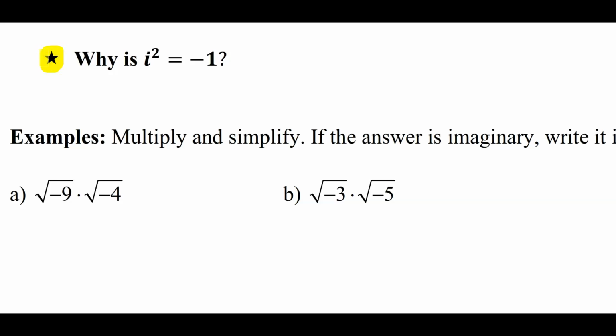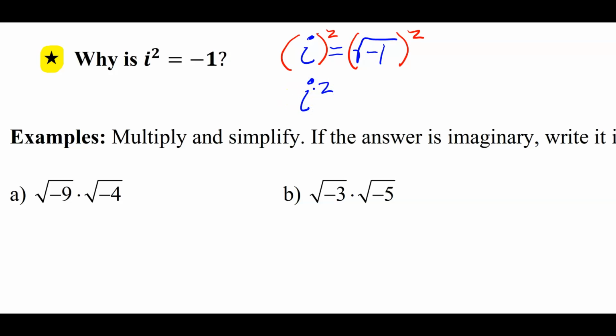So why is i squared negative 1? What we want to remember is that i itself is defined as the square root of negative 1, a value we can't see, but is a value that exists invisibly. So then I'm squaring this. If I square i, that means what I'm really doing is squaring the square root of negative 1.